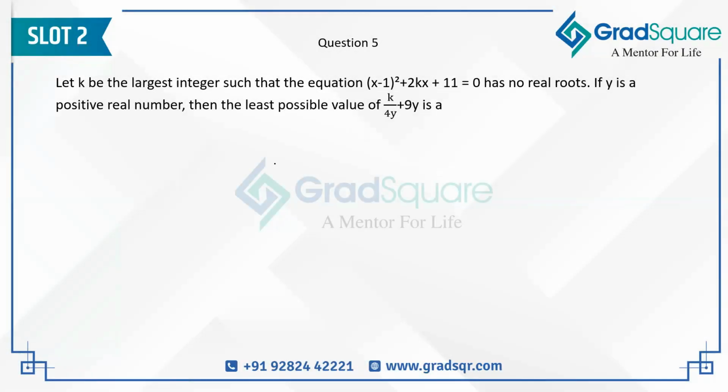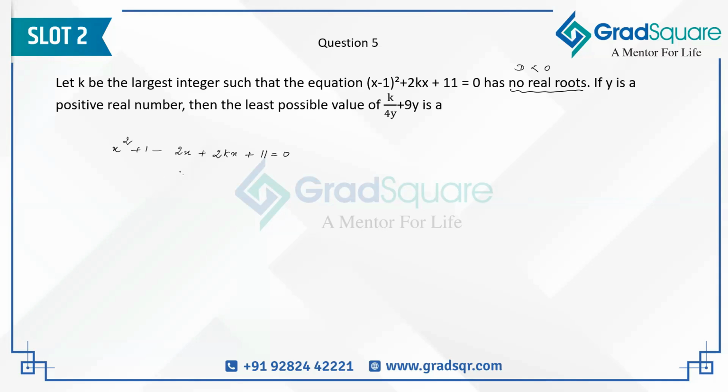Looking into day 5 of slot 2 questions, let k be the largest integer such that the equation, let me simplify this, x square plus 1 minus 2x plus 2kx plus 11 should be equal to 0 has no real roots. So no real roots tells me that it has to be imaginary, which means the determinant has to be less than 0.